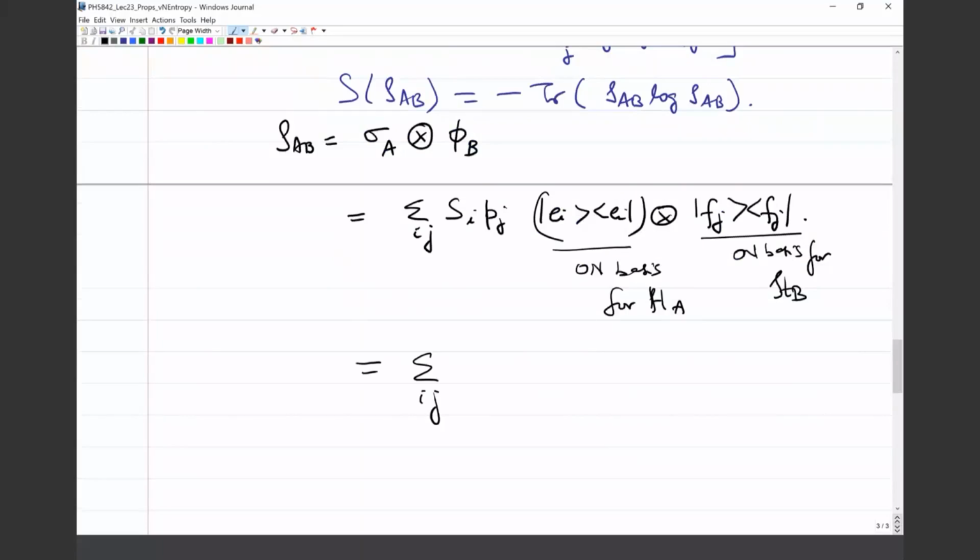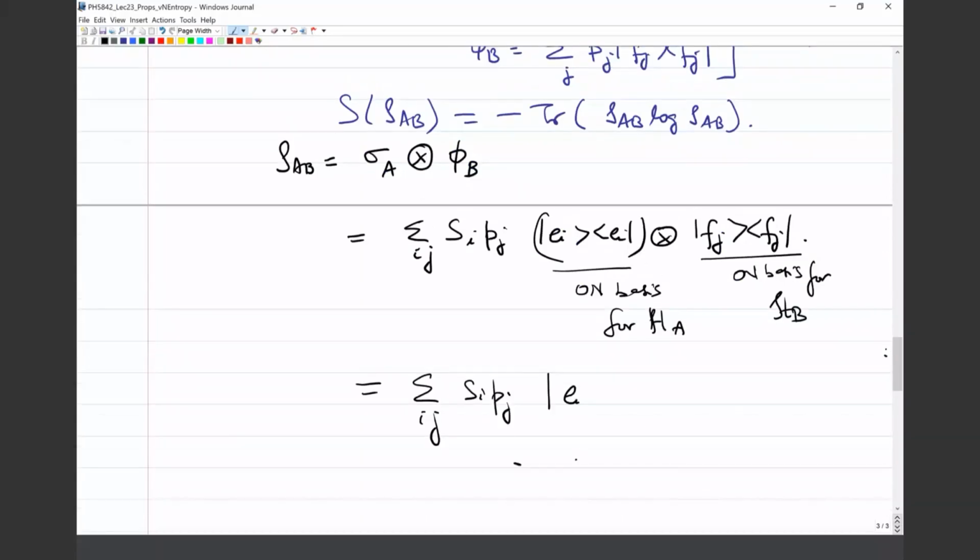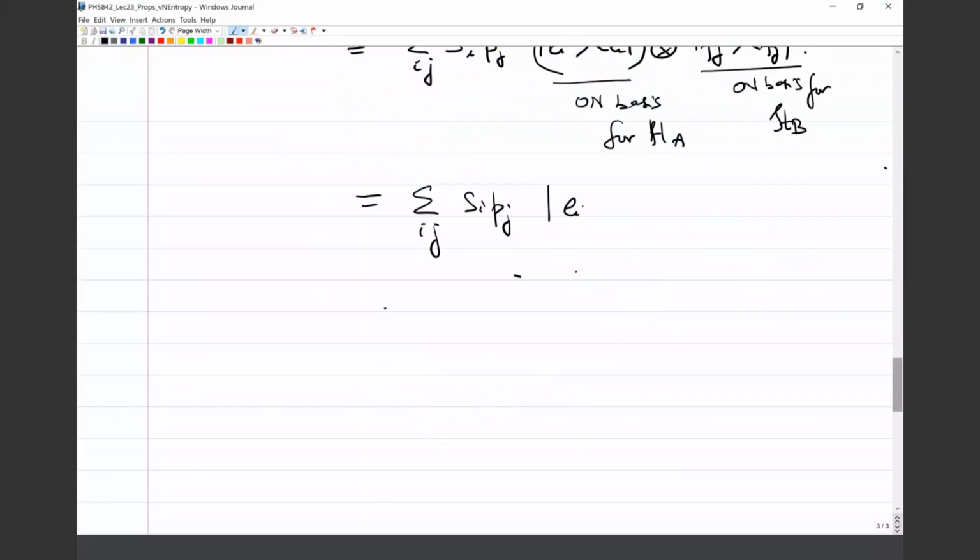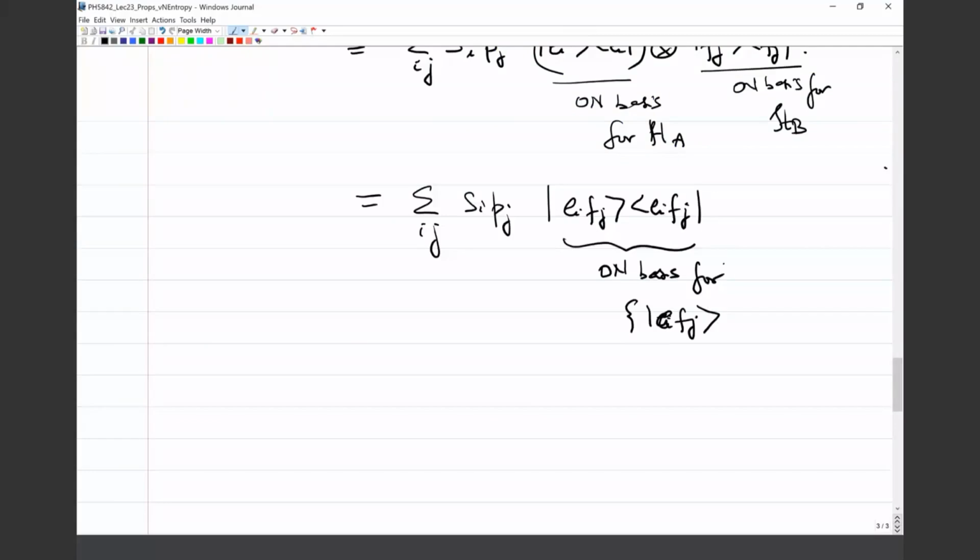So this is S_i P_j times |e_i f_j><e_i f_j|. And this is an orthonormal basis, and when I say this, I mean the set of vectors e_i f_j, which is simply e_i tensor f_j. I'm putting both of them together into one ket. I hope we've all seen things like this in the last semester, and I hope you recall all that, right? So this is an orthonormal basis for HA tensor HB.